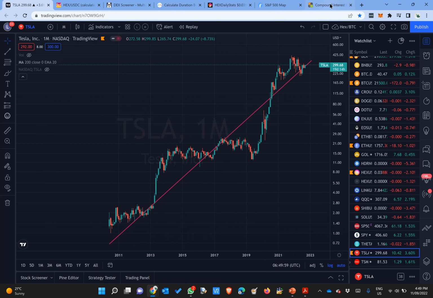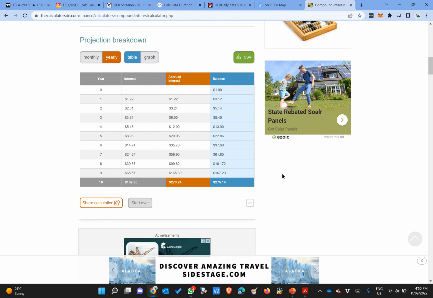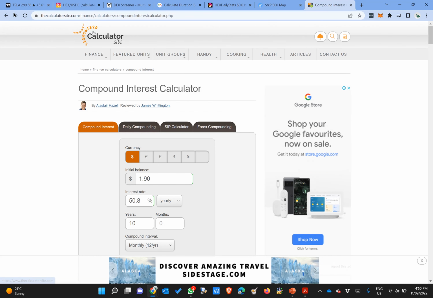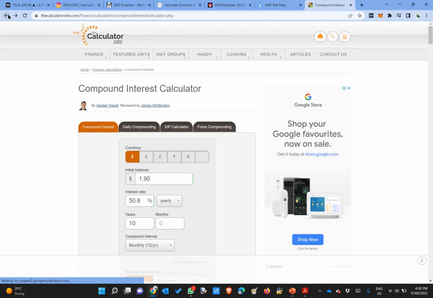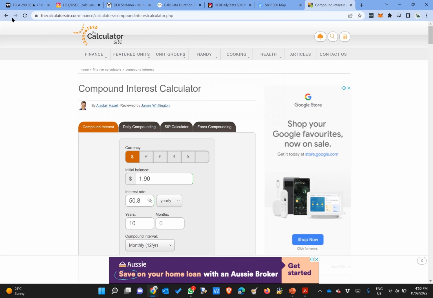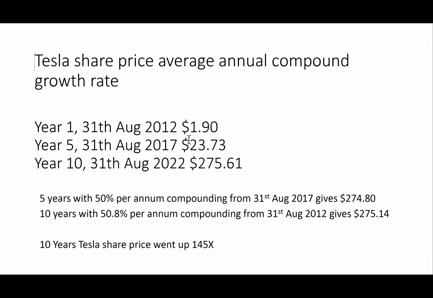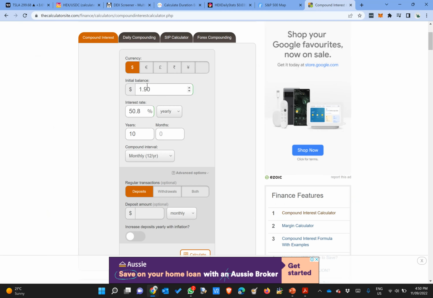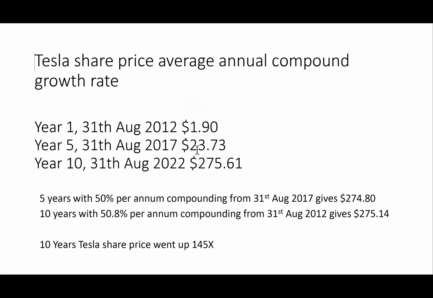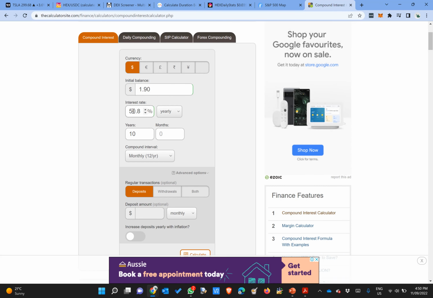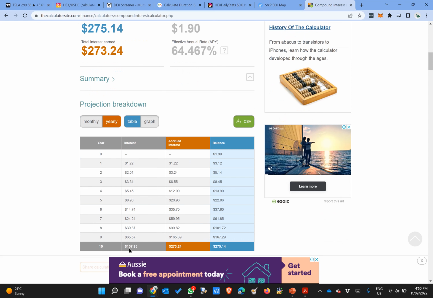And for that, we need a tool called the compound interest calculator. If you Google the compound interest calculator, you will see on the second result, you come to this website here. So if we put in year one, $1.90 here. Now, at year 10, put in 50.8% annual compound interest, compounded monthly. You will find that in year 10, you come to $275.14.